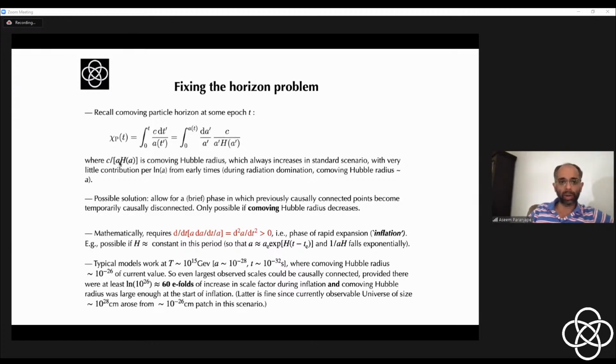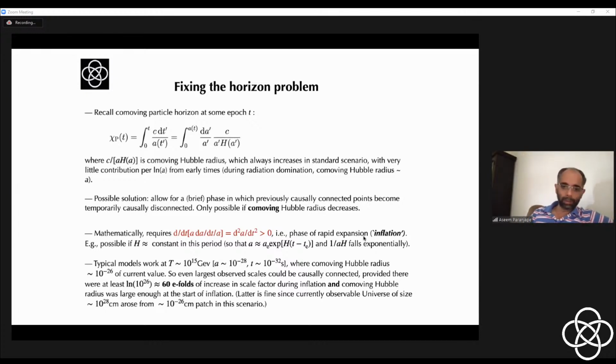Co-moving Hubble radius is 1 over aH. H itself is a-dot by a. So, if the co-moving Hubble radius has to decrease, then aH, which is a times a-dot by a, this quantity has to increase. So its time derivative must be positive. But this quantity inside the bracket, you can see, is just da by dt, right? The a's cancel. So I need d2a by dt squared to be bigger than 0. Which means that I need a phase in which the expansion of the universe is accelerating.